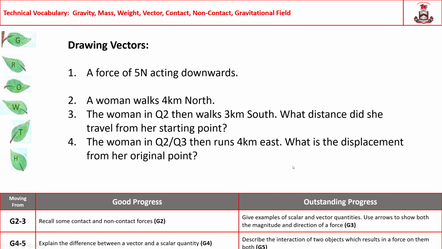Let's have a little look. If I was to draw a force of 5 newtons acting downwards, first of all, make sure that my arrow is pointing down, and this arrow would probably be 5 centimeters long. A woman walks 4 kilometers north, same idea. I'd probably make this 4 centimeters tall, and I'd say that 1 centimeter equals 1 kilometer. I'm sure you've seen that on the side of maps before.